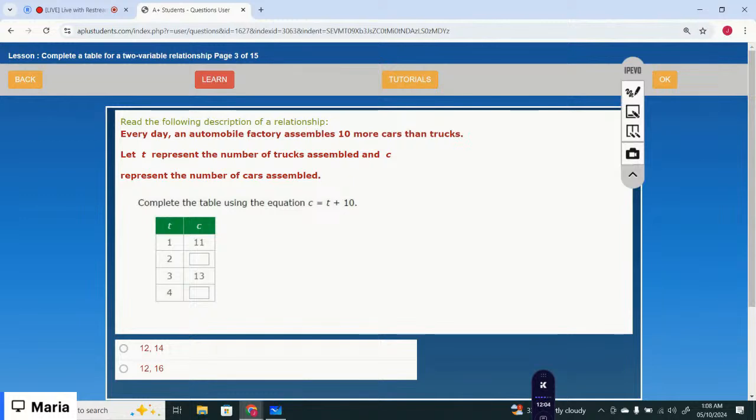Every day, an automobile factory assembles 10 more cars than trucks. Let T represent the number of trucks assembled and C represent the number of cars assembled. Complete the table using the equation C equals T plus 10. So, which is the correct option?